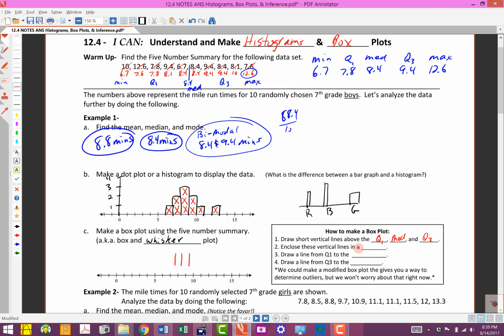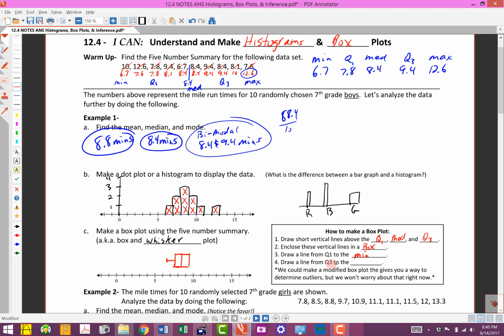So we draw short vertical lines around there. And then it says enclose these vertical lines in a box. So we're going to put a box around that. So we're basically going to draw these lines right here. So this is Q1, this is the median, this is Q3, and we make a box out of those. Then we draw a line from Q1 to the min. So we're going to put the min on here. The minimum is 6.7. So 6.7 is about right there. We draw a short vertical line and we draw a line to that one.